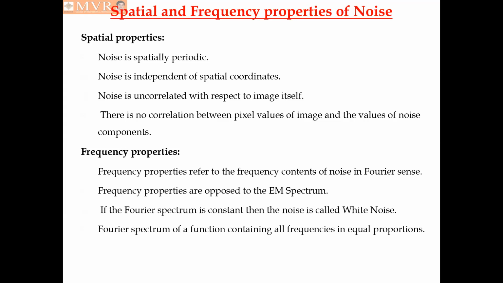Whereas in the frequency domain, frequency properties refer to the frequency content of the noise in the Fourier sense. If the Fourier spectrum is constant, then the noise is called white noise. If the Fourier spectrum of the function contains all the frequencies in equal proportions, then the noise is called Gaussian noise.